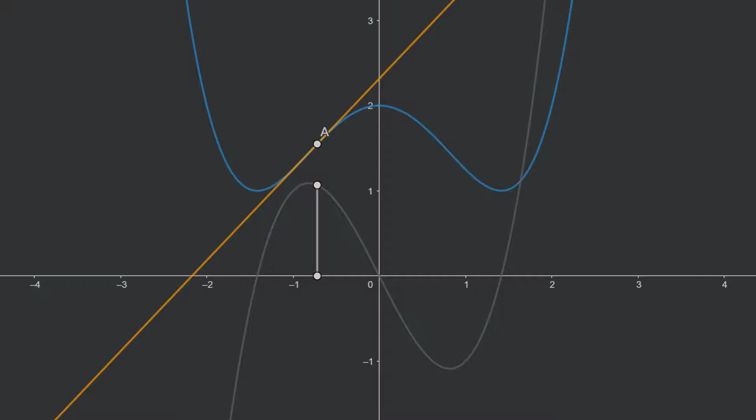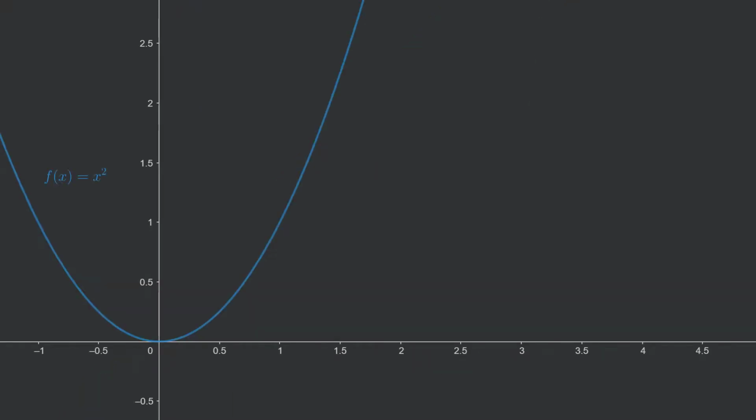Let's try to understand this trick using a slightly simpler function. This is the function f(x) equals x squared, the normal parabola. Now we choose a value x equals a, at which we want to calculate the tangent to the function f. More precisely, we want to calculate the slope of the tangent to f, which goes through the point (a, f(a)). In this case, we have chosen the value 0.5 for a.